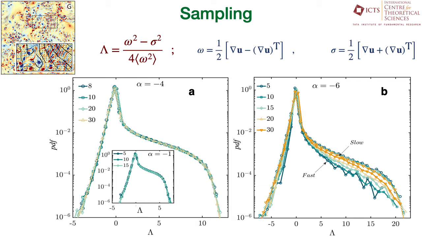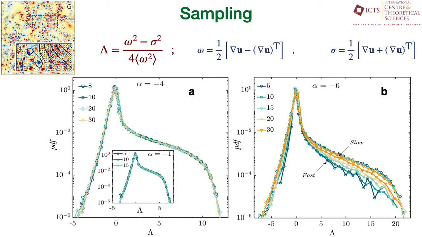flow. So what we do is we pick out our fastest and slowest tracers for all instances of activity, and we plot the distributions of the lambda values that they experience as they are advected by our active flow.